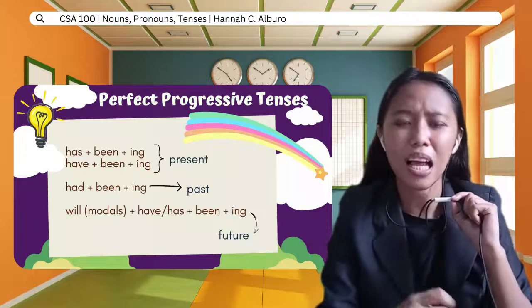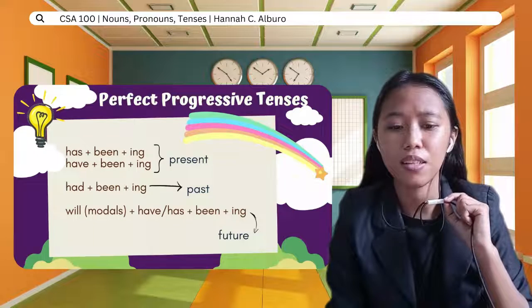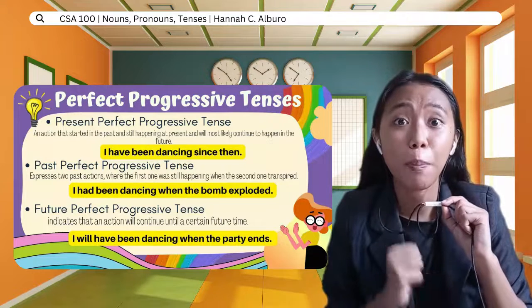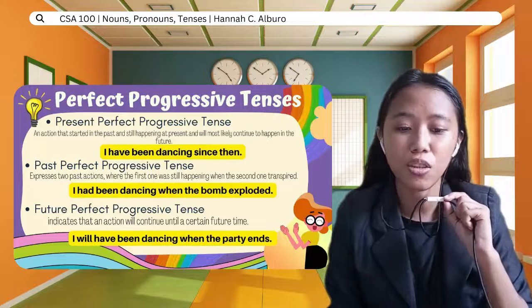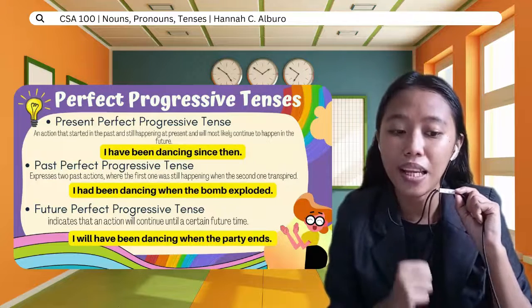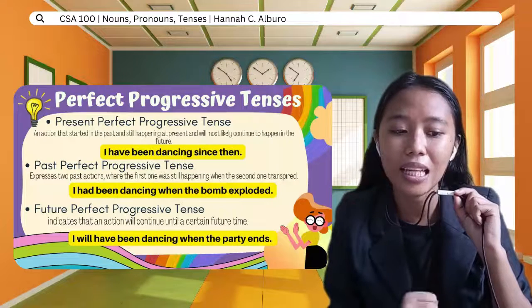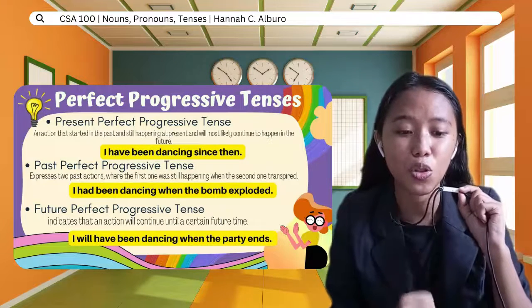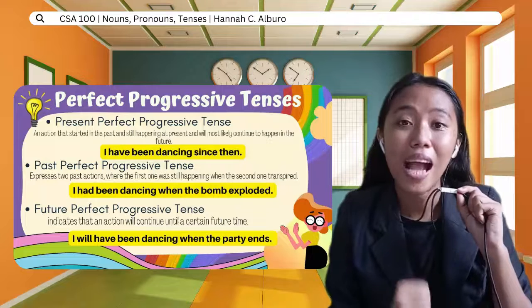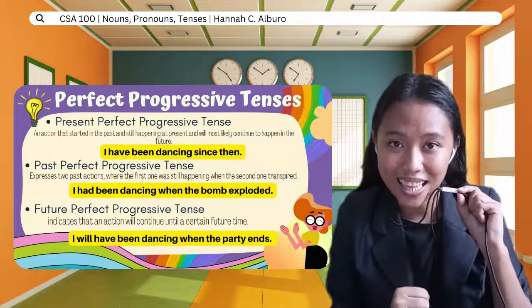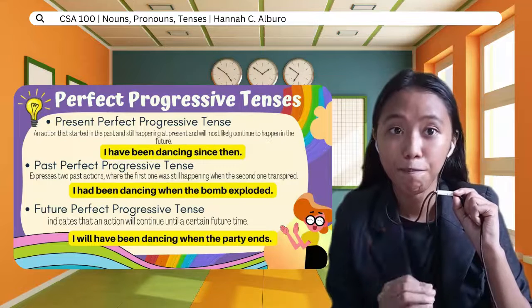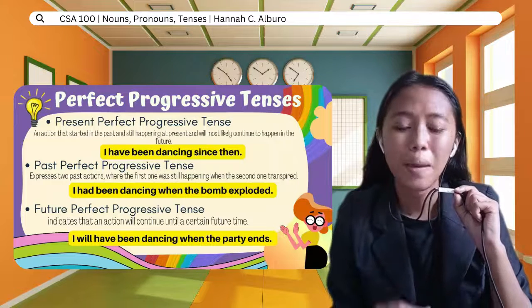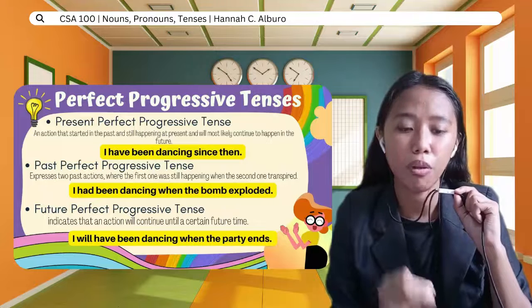Now, to visualize, I have here some sentences. Okay, for the present perfect progressive tense, it is an action that started in the past and is still happening at present and will most likely continue to happen in the future. Take, for example, I have been dancing since then. Now, we have here the helping verb have plus been plus the ing form of the verb.